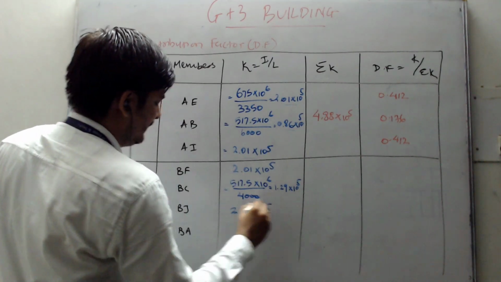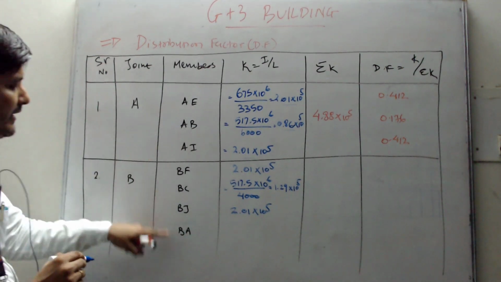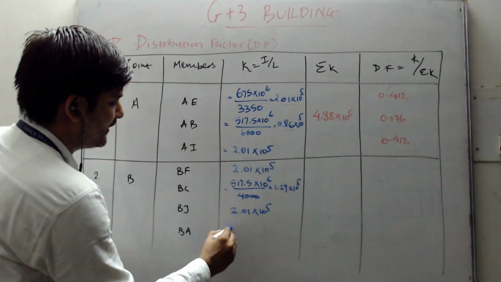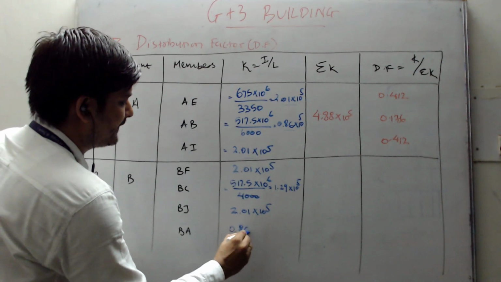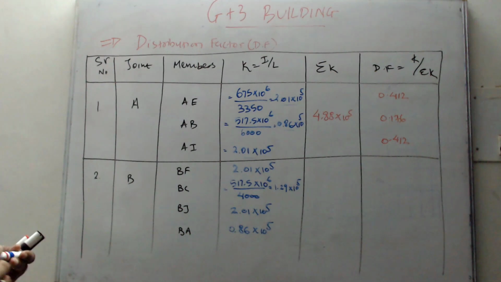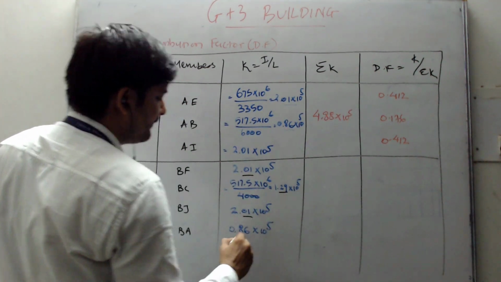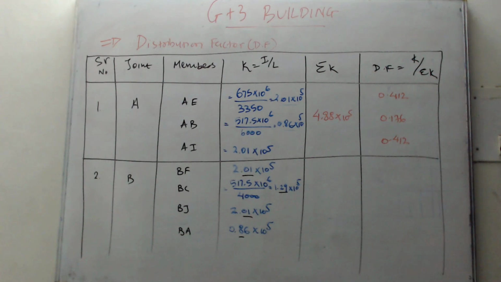And BA is similar to AB, right? BA is similar to AB, so I can directly write down 0.86 into 10 raised to 5. So this is how you can calculate the K stiffness. Then the summation of K, so you do the summation of all these four, 1, 2, 3 and 4. So you will get your answer as 6.17 into 10 raised to 5.